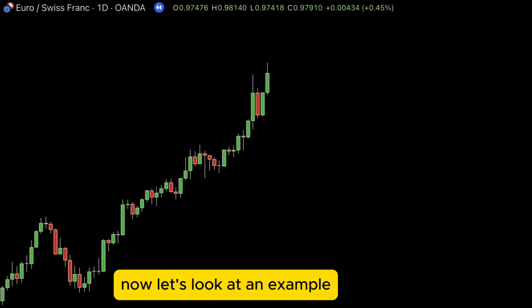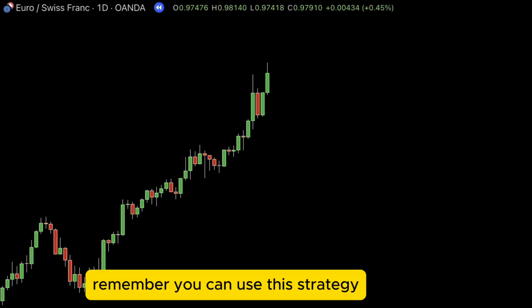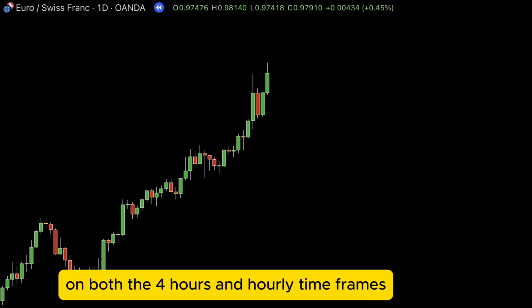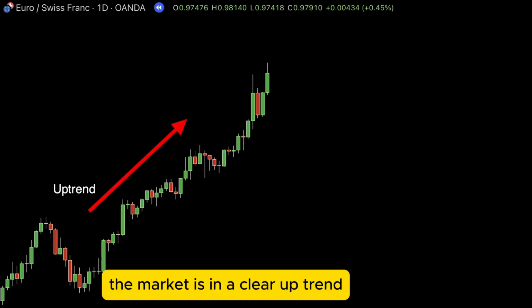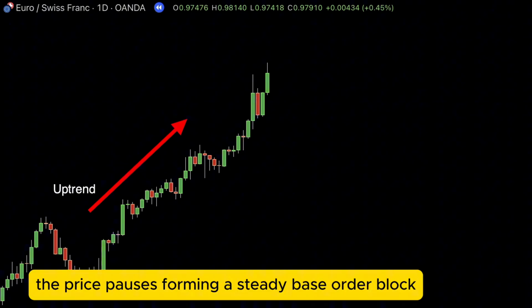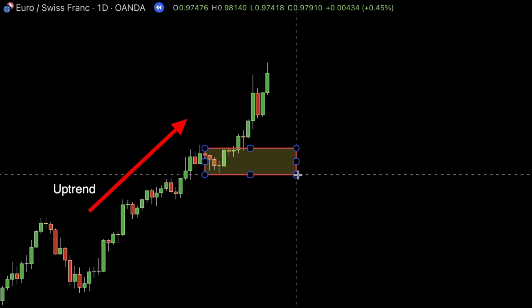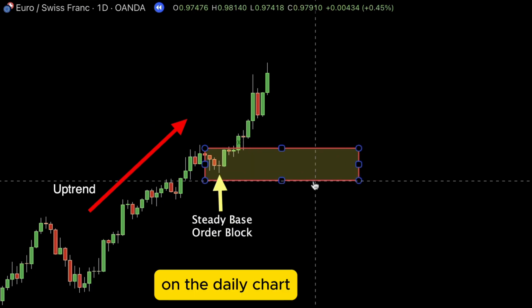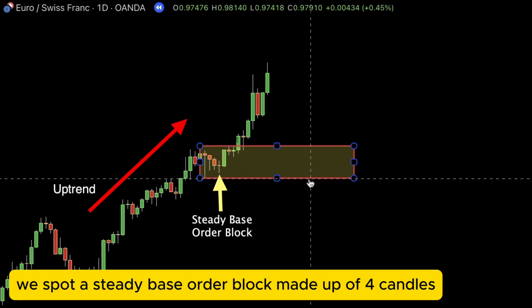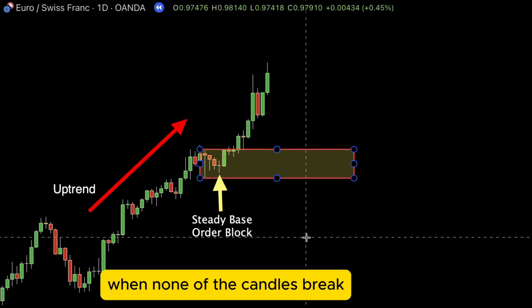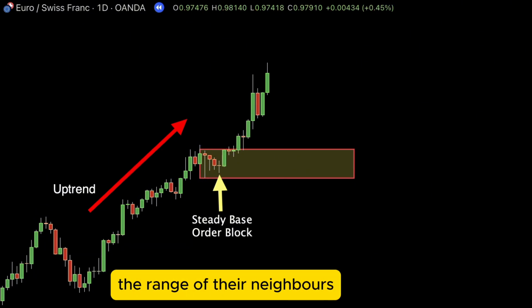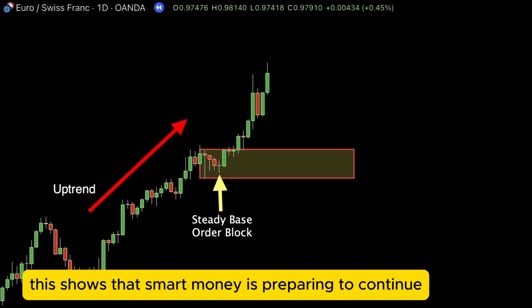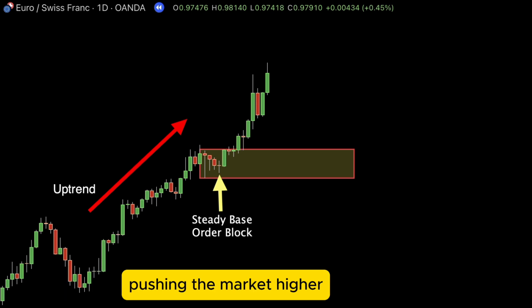Now let's look at another example on the daily chart. Remember, you can use this strategy on both the 4 hour and hourly time frames. The market is in a clear uptrend. After a significant move higher, the price pauses, forming a steady base order block, signaling that smart money is likely accumulating buy positions. On the daily chart, we spot a steady base order block made up of 4 candles, where none of the candles break the range of their neighbors.